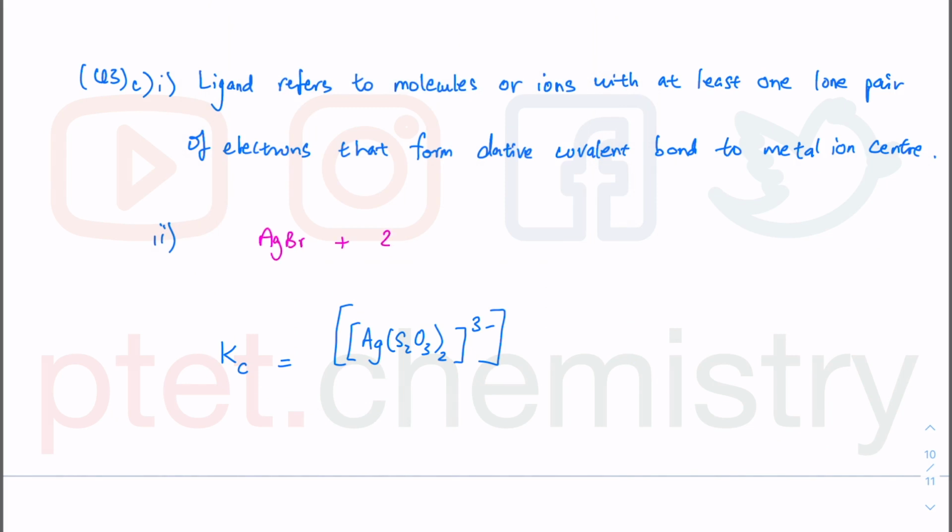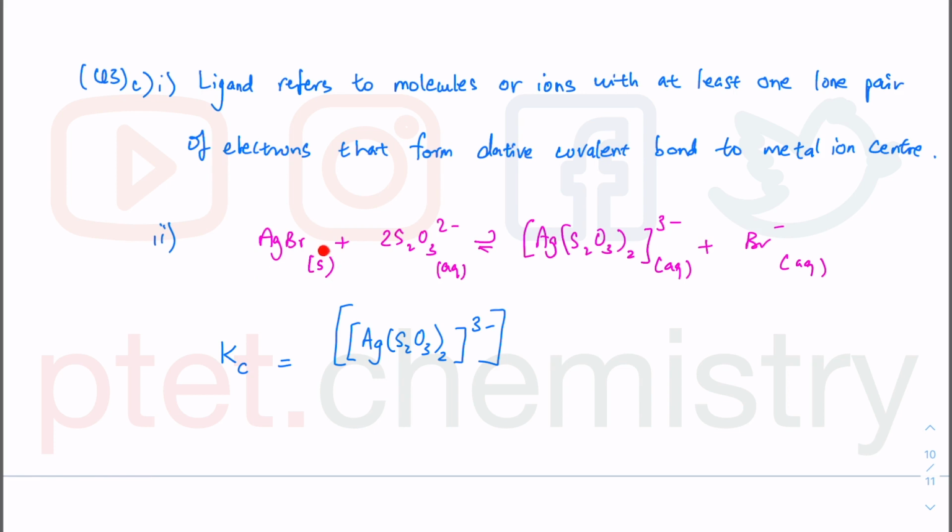So AgBr plus 2 S2O3 2- in equilibrium, giving you Ag(S2O3)2 3-, as I mentioned about the charges. What is important is also the state symbol, because the state symbol will govern what will appear in the Kc expression or not. This is a solid, so a concentration of unity is taken.